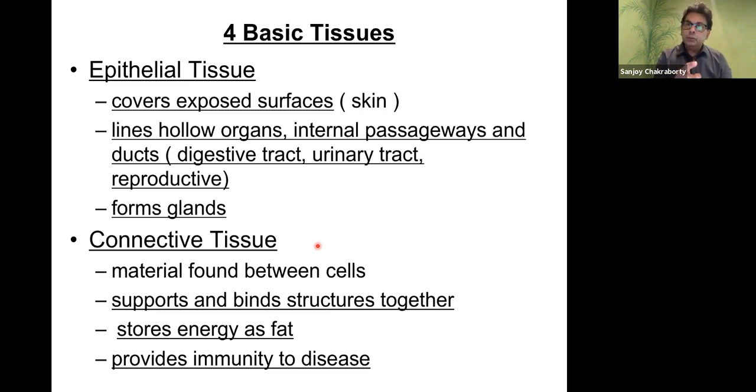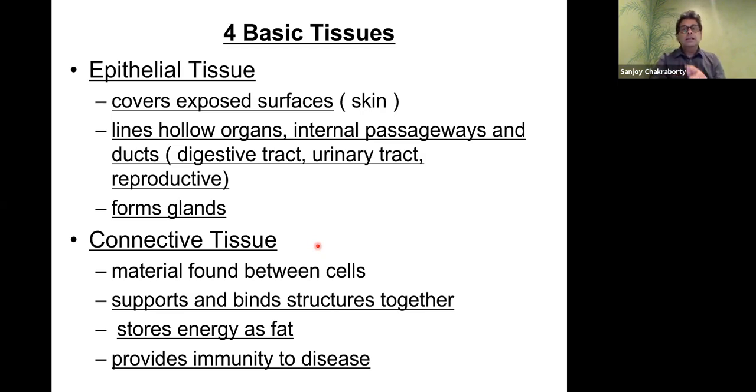And epithelial tissue also forms your glands. So whether it is salivary glands, like right here, you have a pair of salivary glands, or whether it is mucus glands, or all the endocrine glands, those all come from epithelial tissue. So epithelial tissue covers the surfaces, such as skin. The top layer of the skin is the example, and they line the hollow organs, and they form glands.